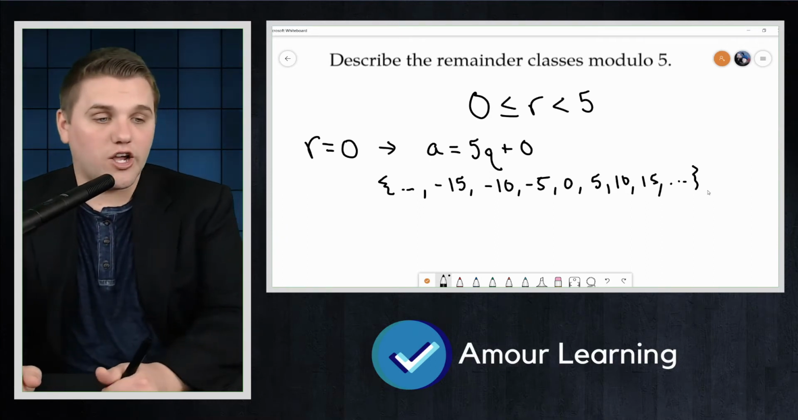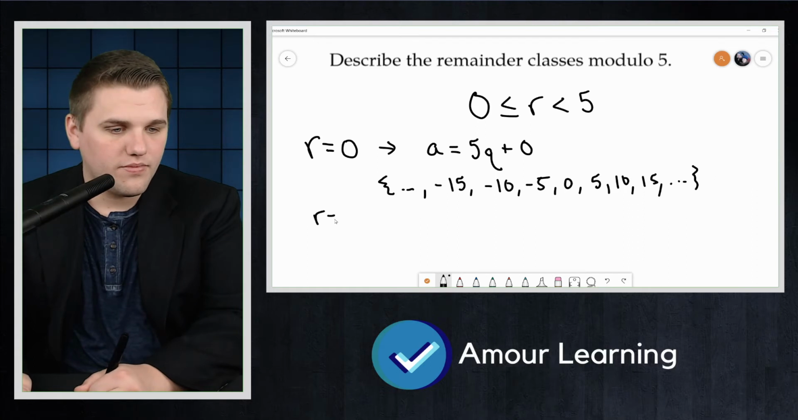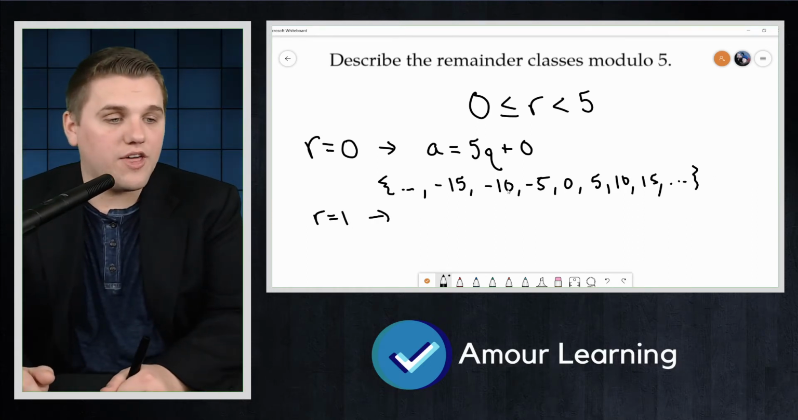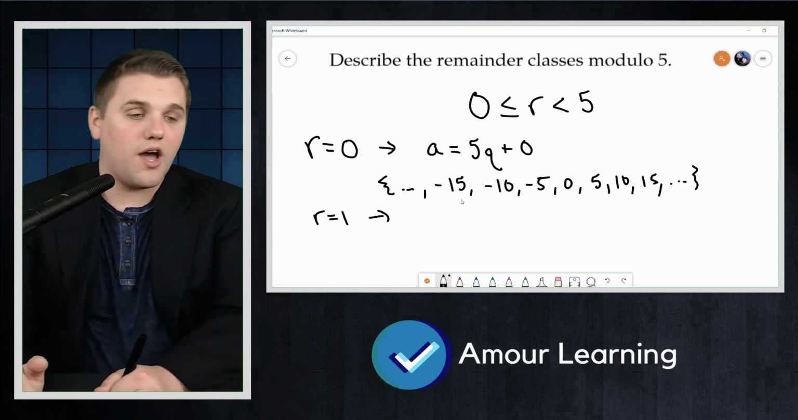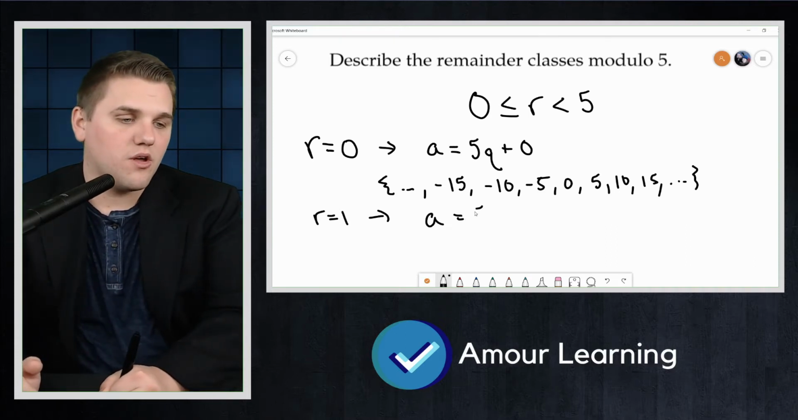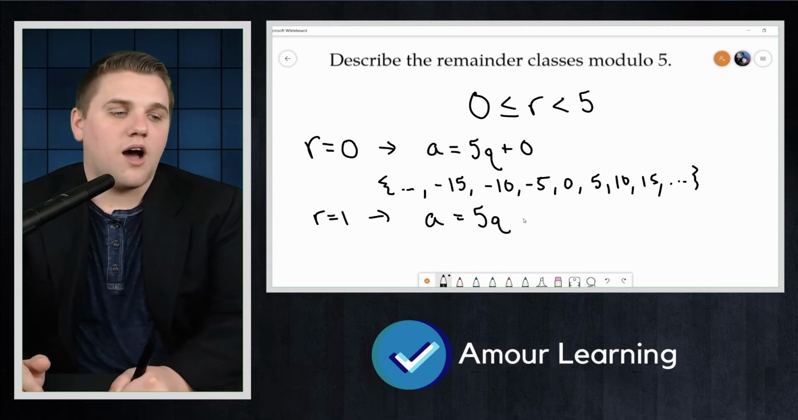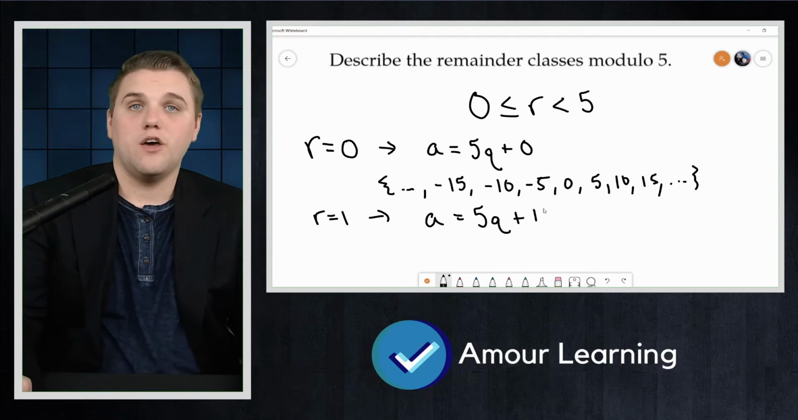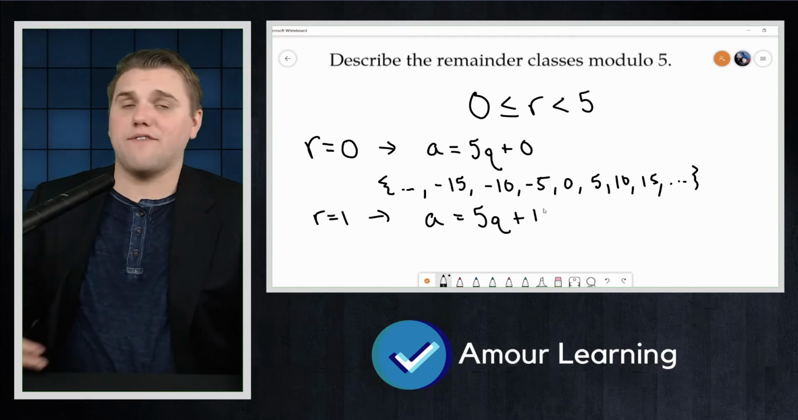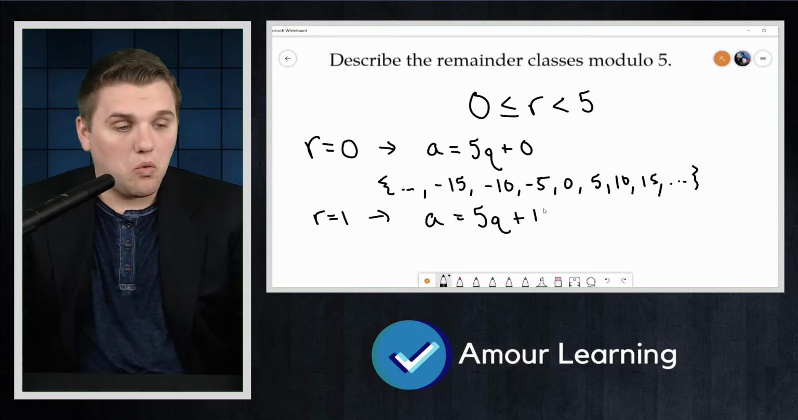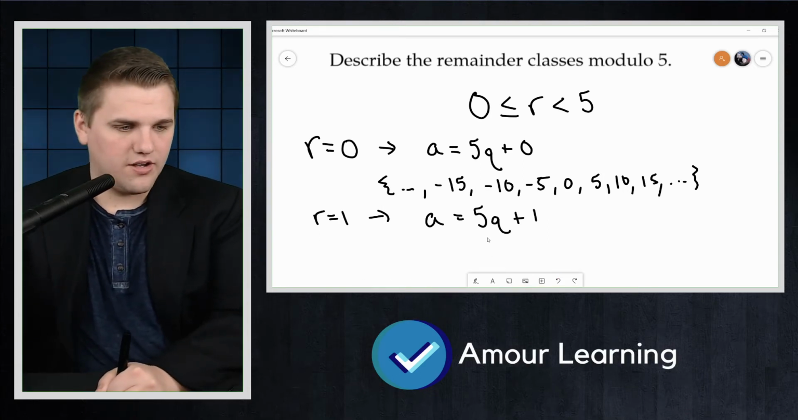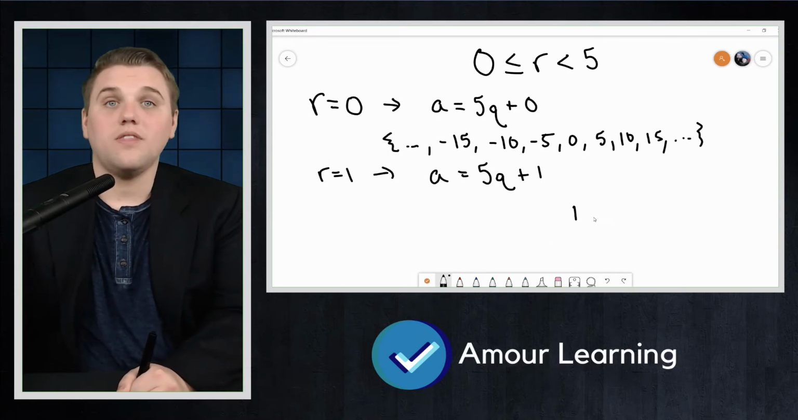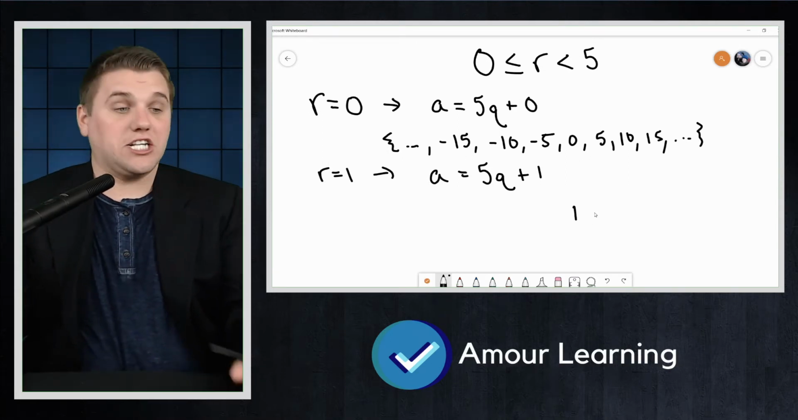Next, let's consider r equals 1. So in this case, we're looking at all the integers which give a remainder of 1 when using the division algorithm. So which integers, when divided by 5, have a remainder of 1? Well, let's build our set here. Certainly 1 does, as does 6 and 11.